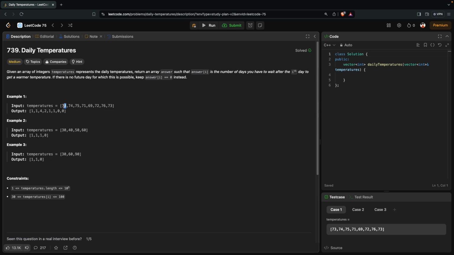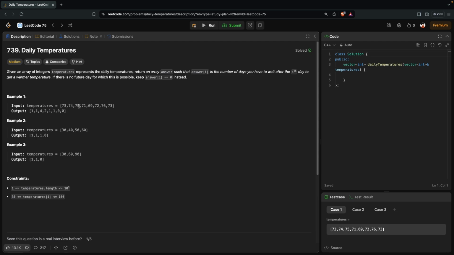So on day one, the temperature is 73. So what do we have to find? We have to find after how many days the temperature will be more than 73. If you see, after one day the temperature becomes 74. That means after one day, the temperature will be more than 73. Okay. So if you look at this entry, 69, after how many days the temperature will be more than 69? After one day, correct? So that's why we have one over here.